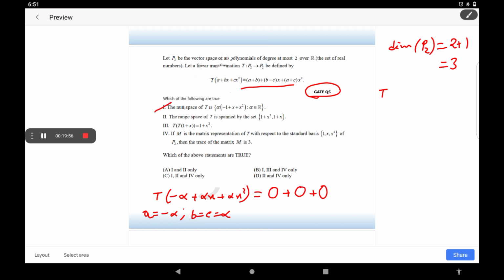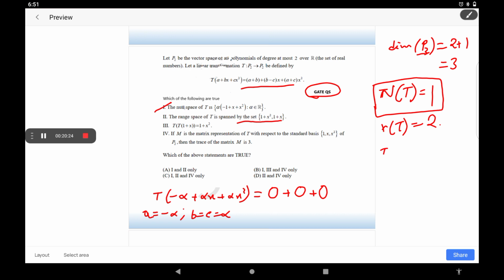Now T is defined on a finite dimensional vector space P2, and the null space as you got, so nullity of T or kernel of T is 1. As long as nullity of T is 1, the rank of T you can say is 2. That you can also check. Here you have given that the range of T is spanned by this set.